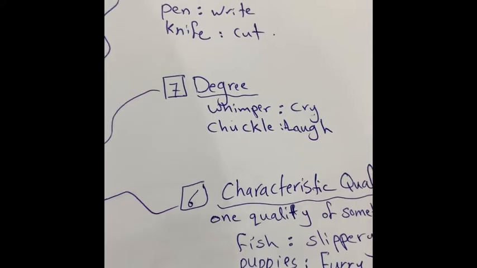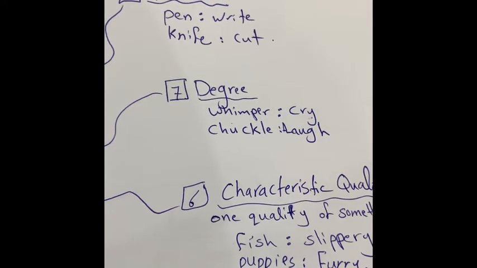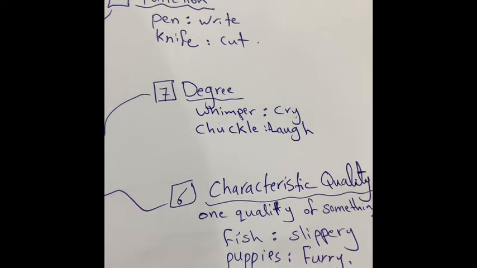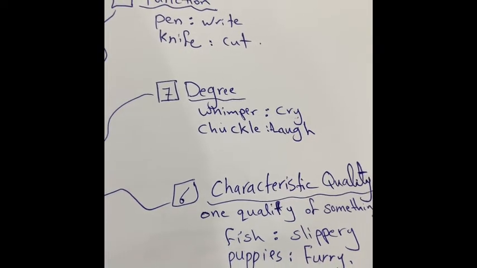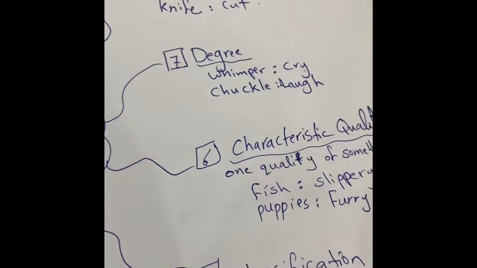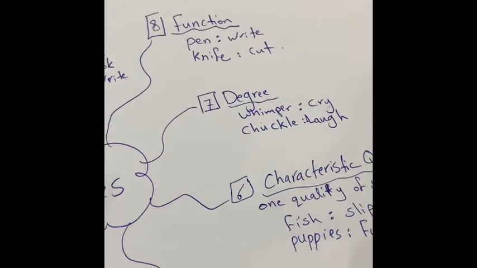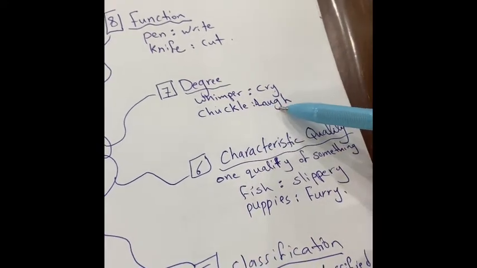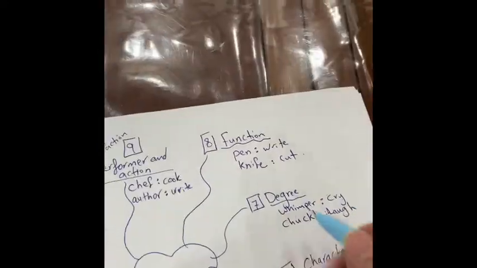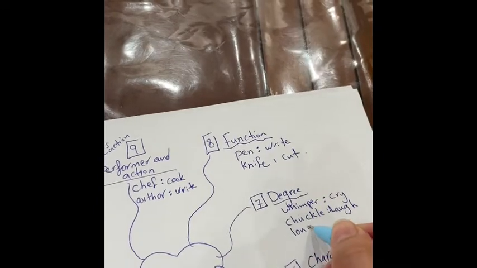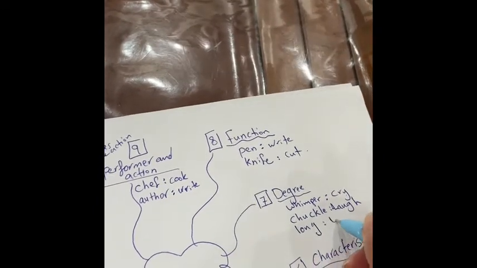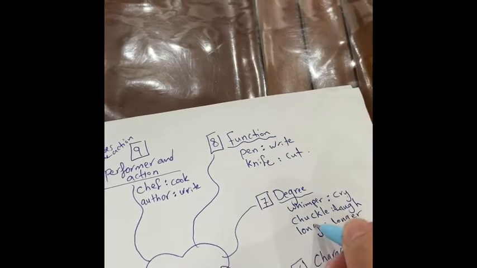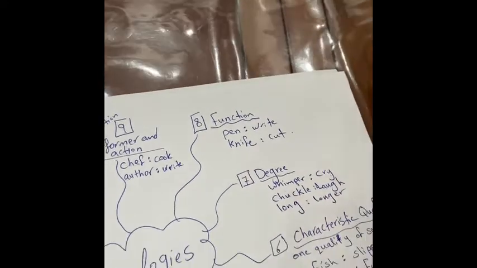Number seven, kind number seven, it is degree. Degree, you know the meaning of degree. Whimper and cry. Whimper is a little of a cry, and chuckle is a little of a laugh. Also, if I say long and longer, small and smaller, it is a degree. One of the words is a degree of the other.